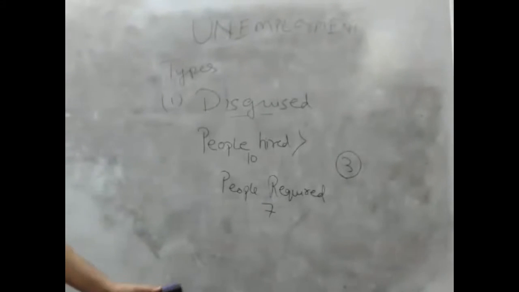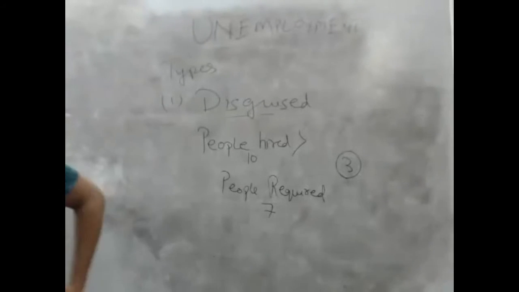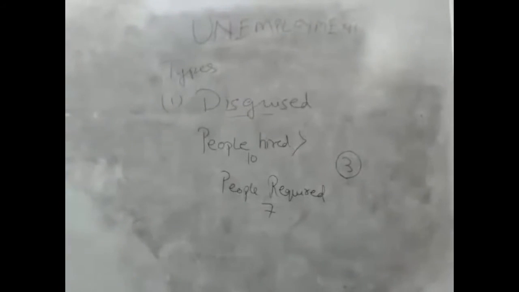Is it clear? When the people hired for the job are more than the people required for the job, then it is called disguised unemployment. Is it clear to all of you?